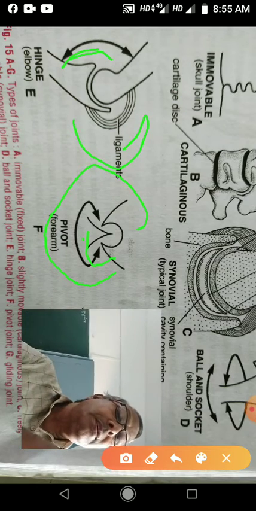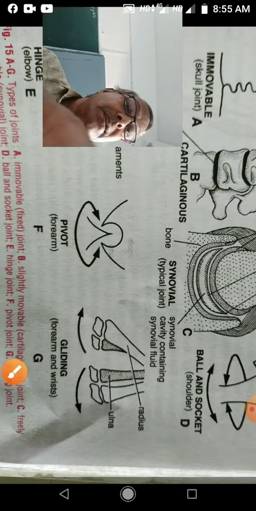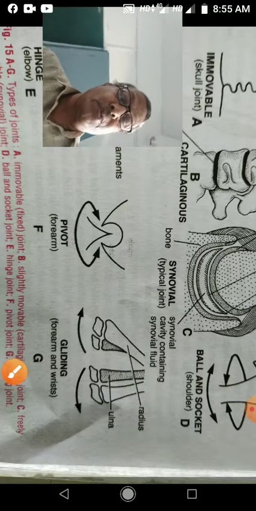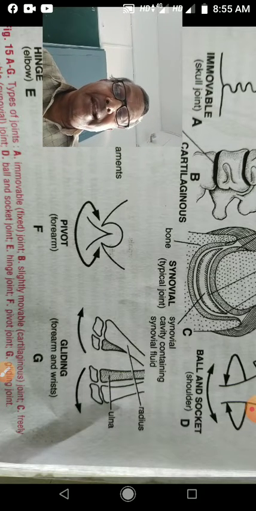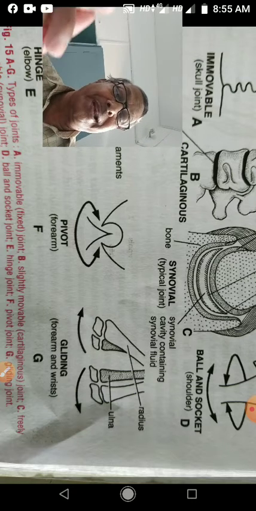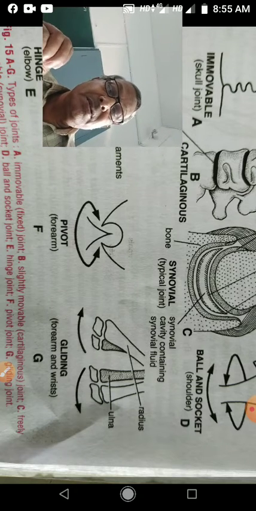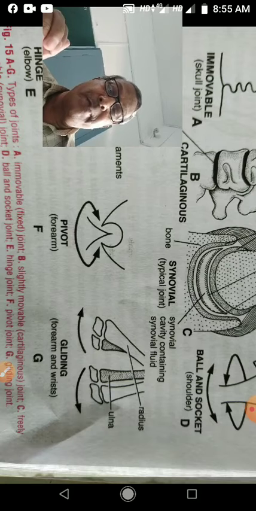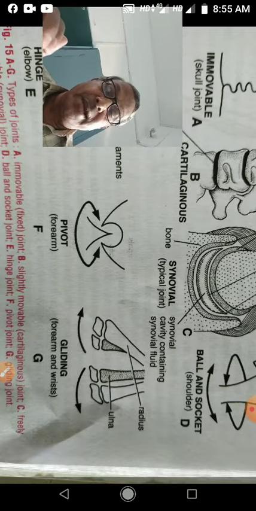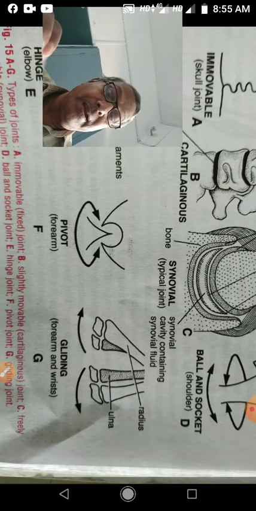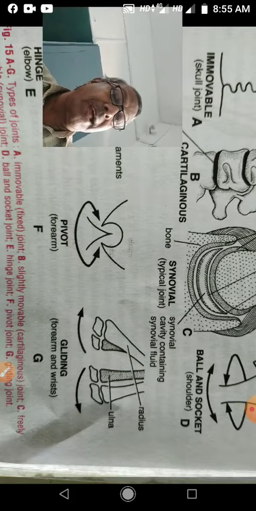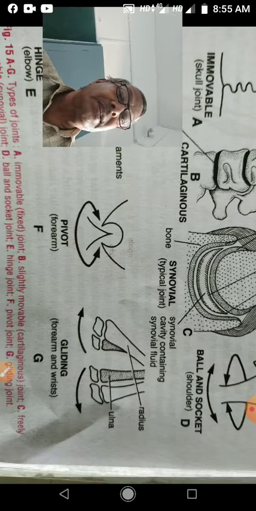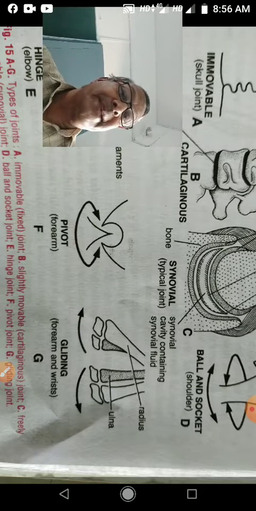And now the last one is the gliding joint. In the gliding joint, the articulating bones glide over one another. So they permit a gliding movement. Such types of joints are found in the palm and in the sole of the foot. So these are the different types of joints.